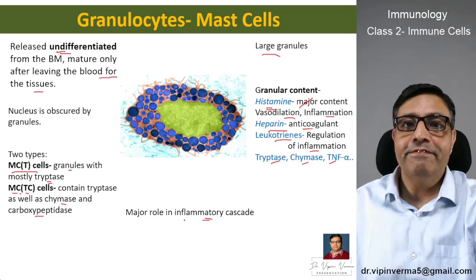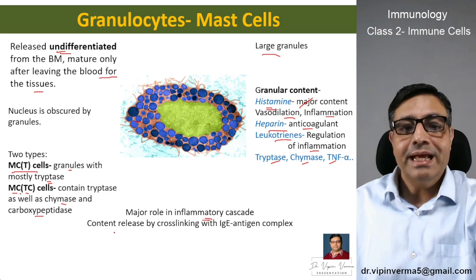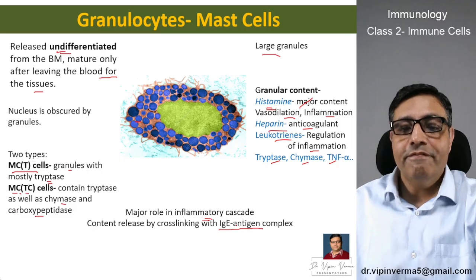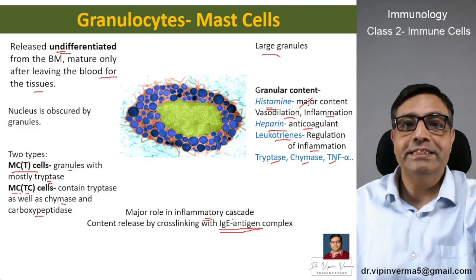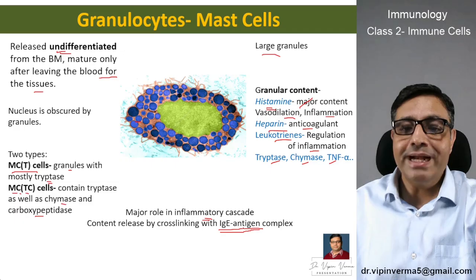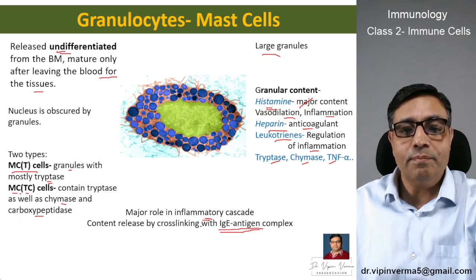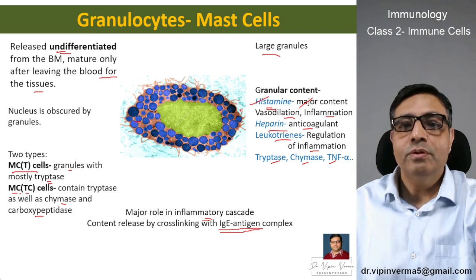Whenever there is inflammation, there will be mast cells, and the content is released by cross-linking with the IgE antigen complex. Wherever there is an inflammatory response, IgE will be produced, particularly in hypersensitivity or allergy. When IgE binds with the antigen, it forms the IgE antigen complex. Once this complex is formed, the mast cells cross-link it and release the content, and the major content is histamine.